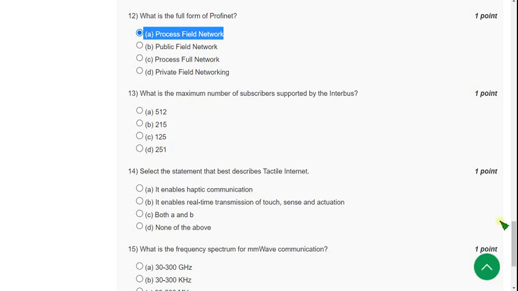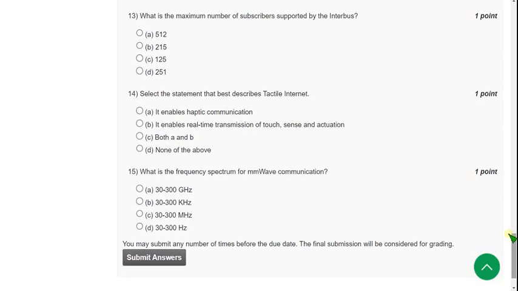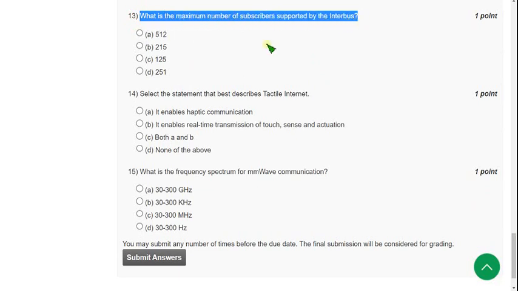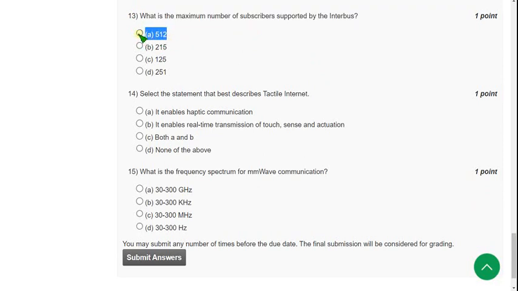Moving on to the 13th question. What is the maximum number of subscribers supported by Interbus? The maximum number of subscribers it supports is 512 subscribers. So mark option A.